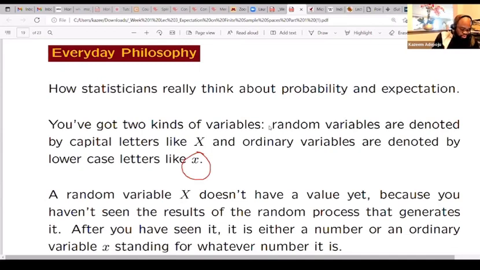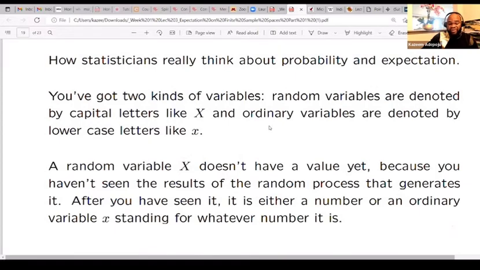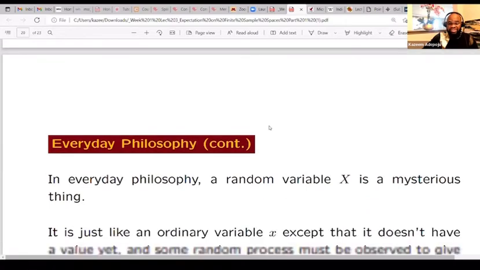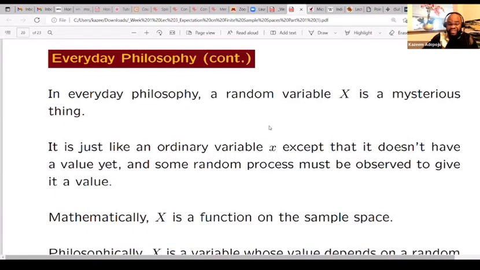A random variable S doesn't have a value yet. Before you can have a value for random variable S, which I'm going to call a lowercase letter, you need to perform experiments, and that can only be obtained from a random process. You need to observe something. That's exactly what we do in statistics. That's why I said in everyday philosophy, a random variable S is a mysterious thing. Why? Because we don't have a value for it until you go to the world and observe.